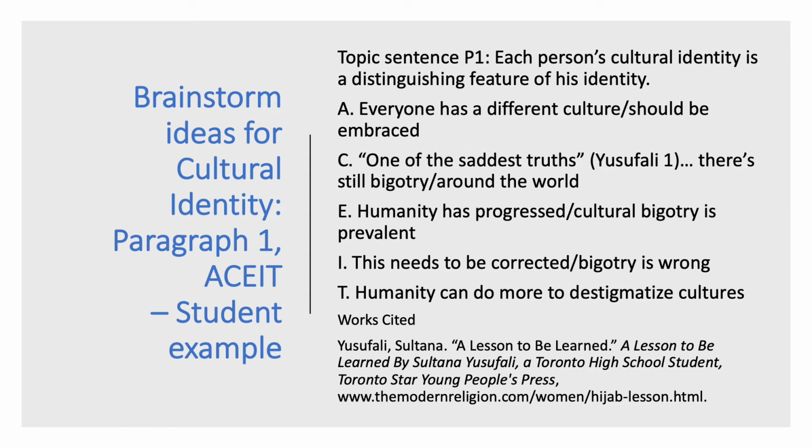So here is a student example, brainstorming ideas for cultural identity, paragraph point 1, using the ACIT structure, and you can see they've got their topic sentence, they've got their A, C, E, I, T, and they've written down their works cited. That will be in the outline, and you can see that they could follow that and write that point for the paragraph 1.